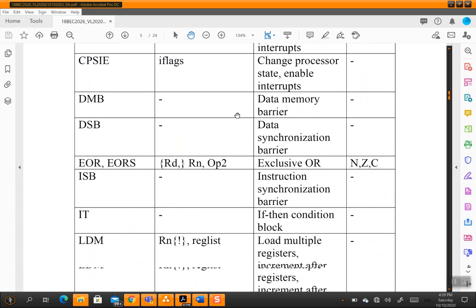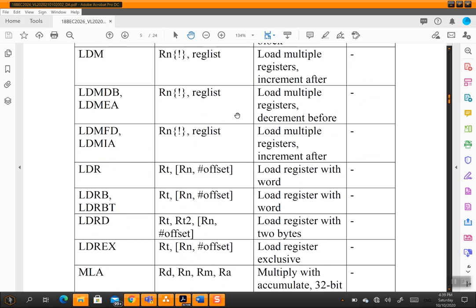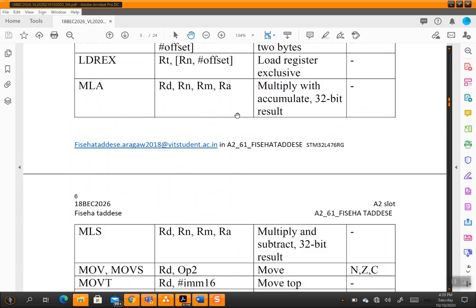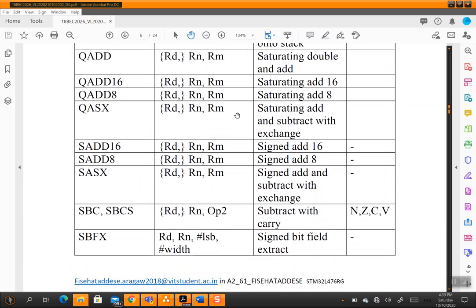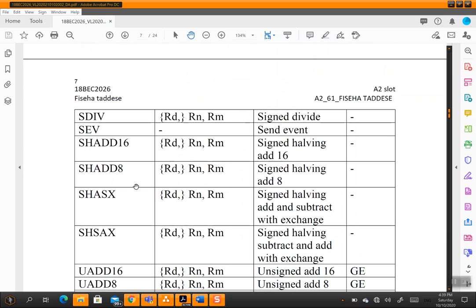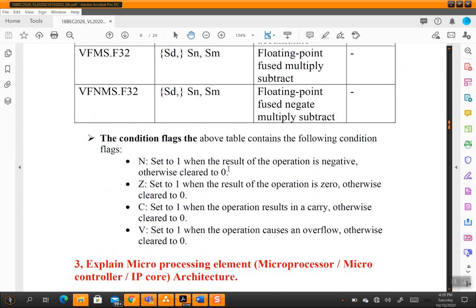There is a data memory barrier, there is an if-then condition block, and these instructions have their own operations, put in a clear manner. For example, we can take SHADD16, which is used to add two signed numbers of 16-bit data. It adds two numbers and halves the result, but the numbers should be 16-bit data. And there are more instructions.